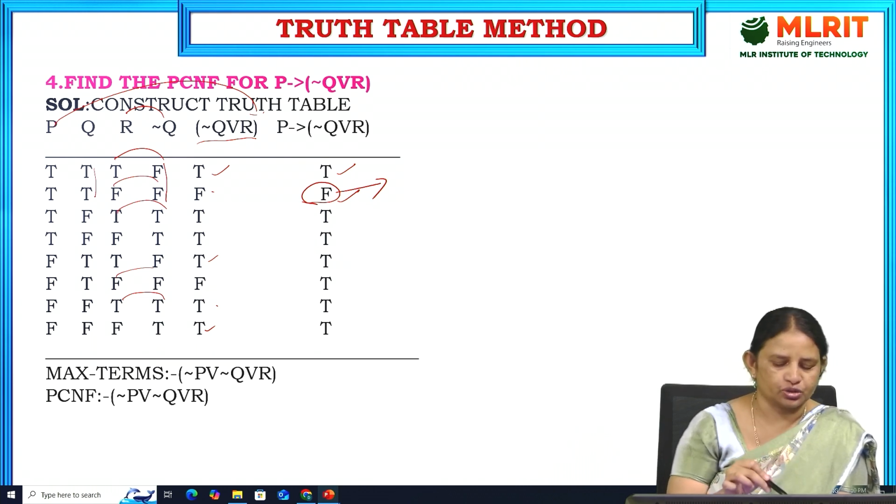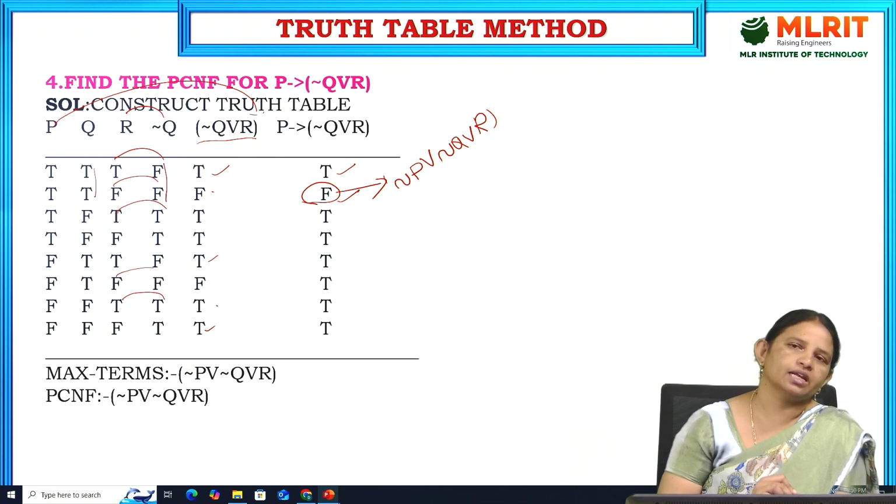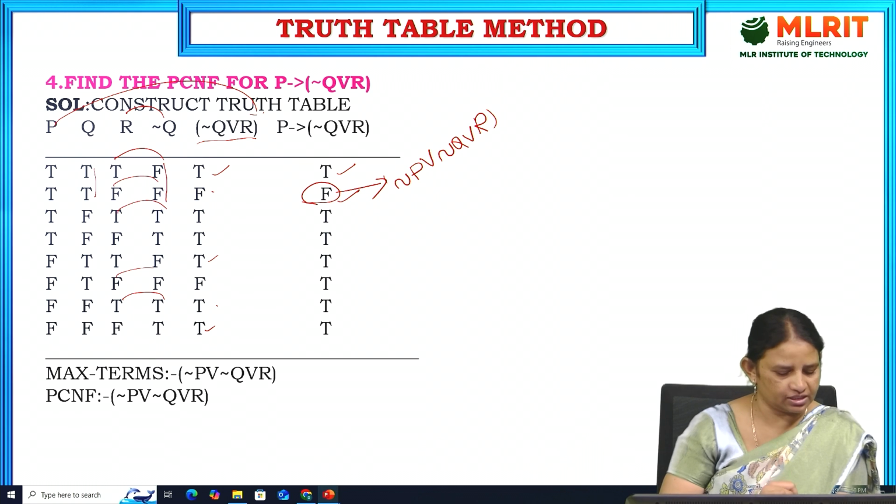The first value is true, so you can write negation P. The second value is also true, that means negation Q. Third value is false, means R. That means only one max term is present in the truth table. There is a possibility of getting only one max term in the PCNF. That is negation P or negation Q or R.